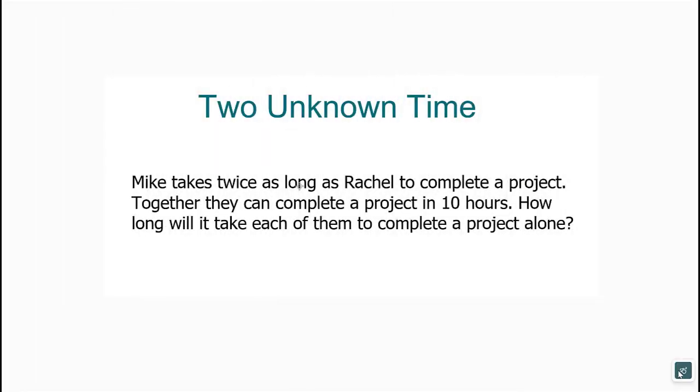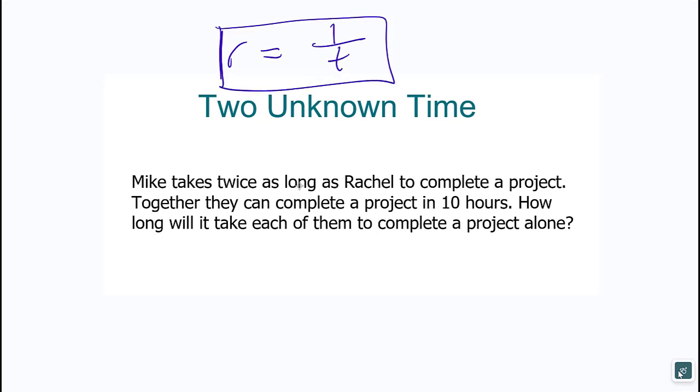All right, so let's jump into the second example that we're going to be working. Again, as a quick recall, we know that the rate is simply going to be equal to 1 divided by the time, and this is a given from the example before. Now, let's look at this problem. We have two people working here, Mike and Rachel. They said Mike takes twice as long as Rachel to complete a project.